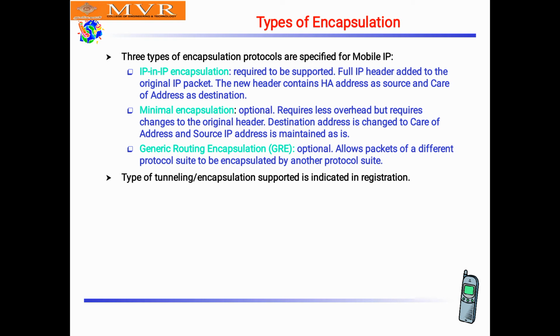The types of encapsulation are three: IP in IP encapsulation, which means Internet Protocol within Internet Protocol. It requires a full IP header to be added to the original IP packet. Minimum encapsulation requires less overhead but requires changes to the original header. And GRE, generic routing encapsulation, allows packets of one protocol suite to be encapsulated by another protocol suite. The type of tunneling or encapsulation supported is indicated in registration.